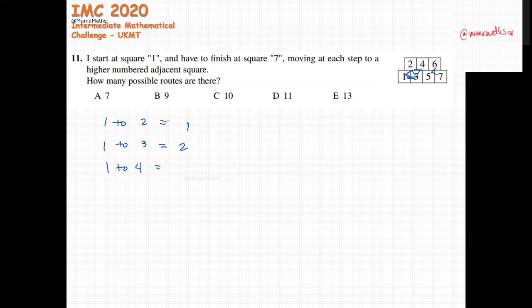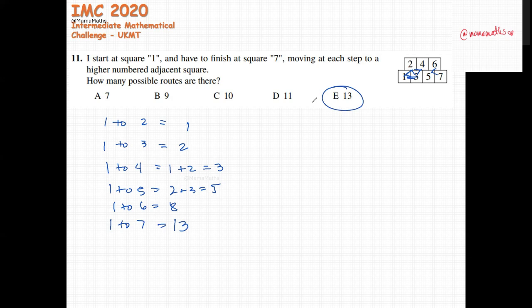Now, how many ways do I go to 2? That's 1. And to 3, that's 2. So basically, that's 3. And then 1 to 5, I pass 4 and 3. So that will be 2 plus 3, that's 5. And if I go on and on, I will reach 7 by passing 5 and 6. So that's 13. So basically, it's a Fibonacci sequence. Okay.